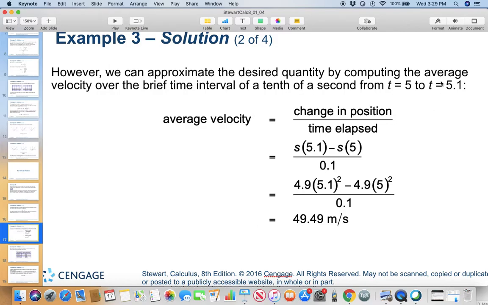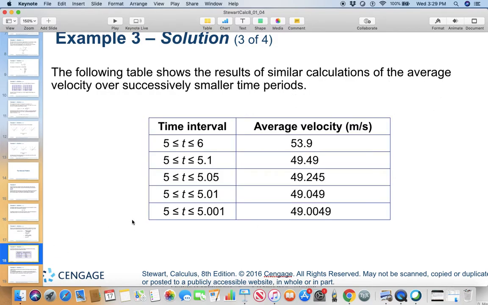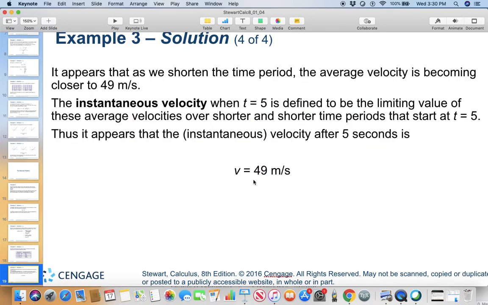So what happens if I get even closer? Right? So I'm getting closer. So you go closer to 5, at 5.1, or even closer, 5.05, or even closer, or even closer. Well, find the different velocities. Look at the velocities. 53.9, 49.49. Oh, it's reducing. It's even reducing. Looks like I'm going to aim towards 49. Okay. That is the instantaneous velocity.